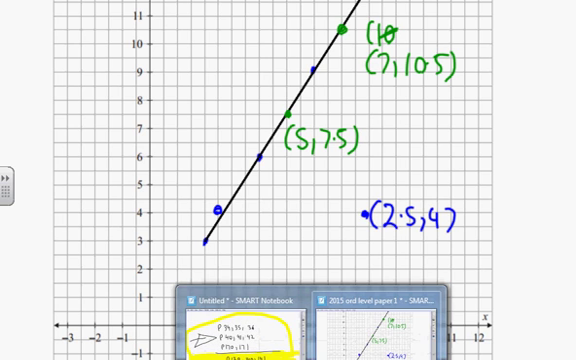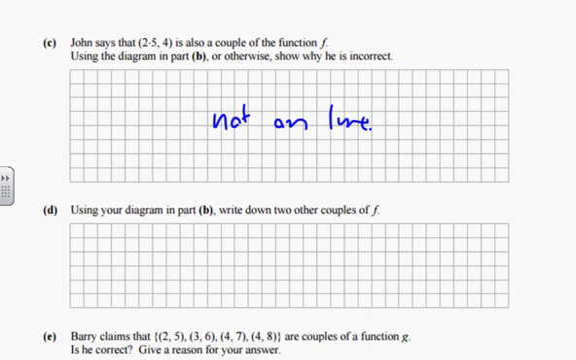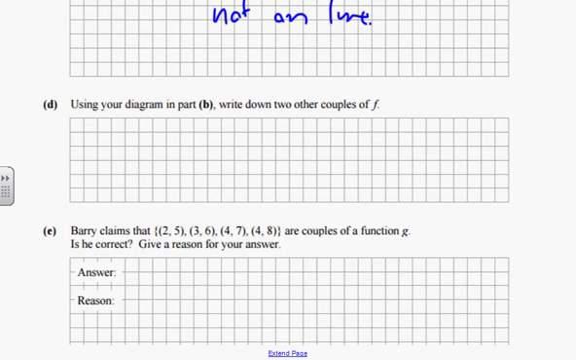Okay. After that, guys, Barry claims that 2, 5, 3, 6, 4, 7 and 4, 8 are couples of the function g. Is he correct? Give a reason for your answer. Can you draw these in a straight line? No, they can't be. How can 4 give you 7 and 4 give you an answer of 8? Answer: no. Reason: two outputs for the same input.